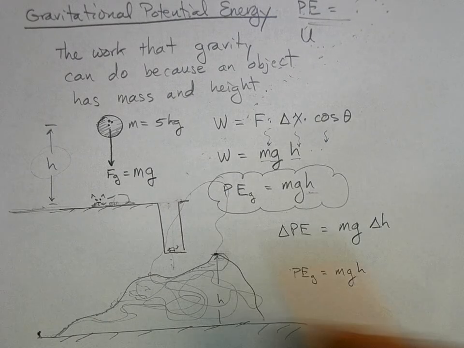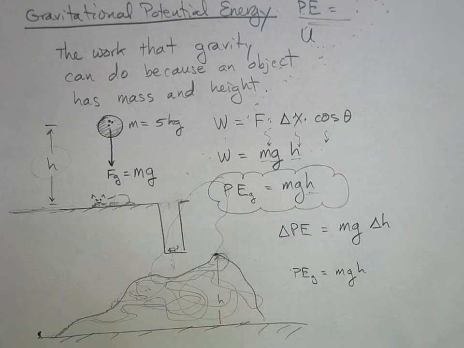See this bowling ball right here? Somebody had to do work to lift the bowling ball up. So somebody had to transfer energy from their body into the bowling ball by lifting it up. Now that energy is available in the bowling ball because of its position in the gravity field, and we can do things with that energy.